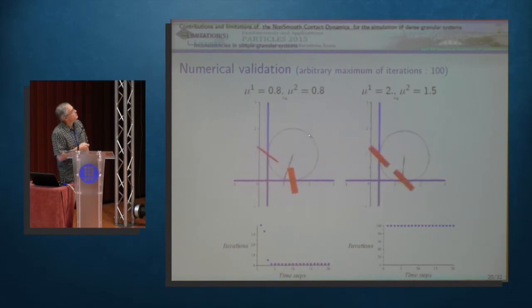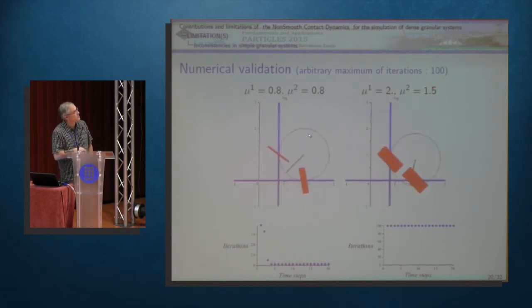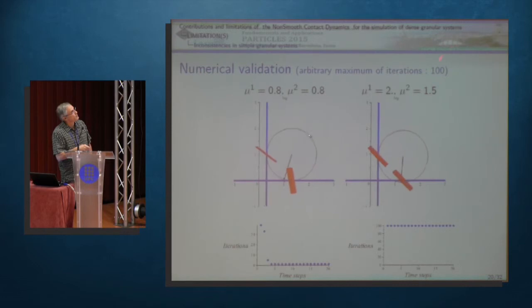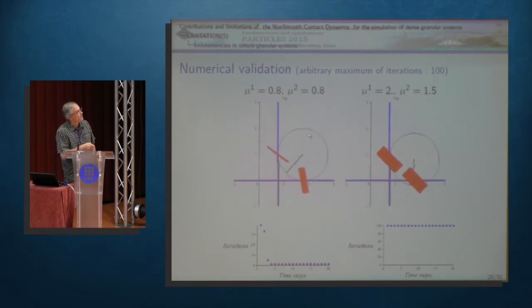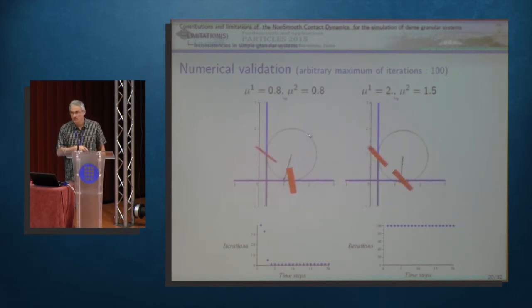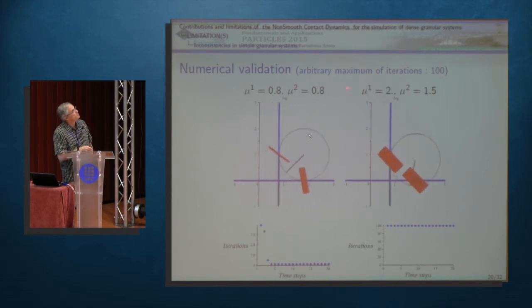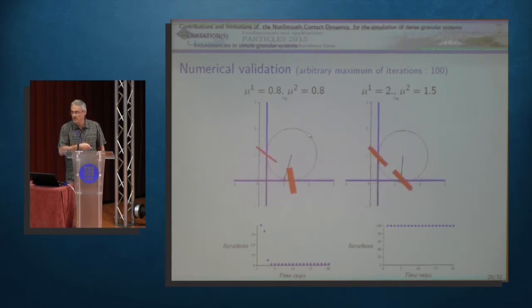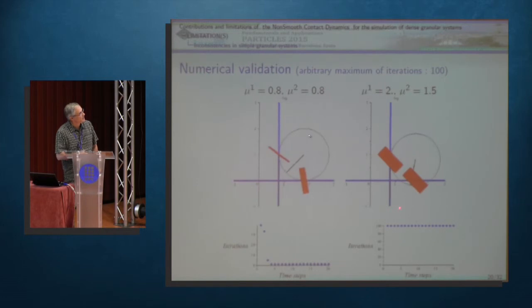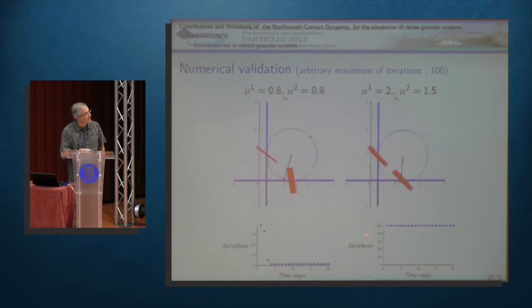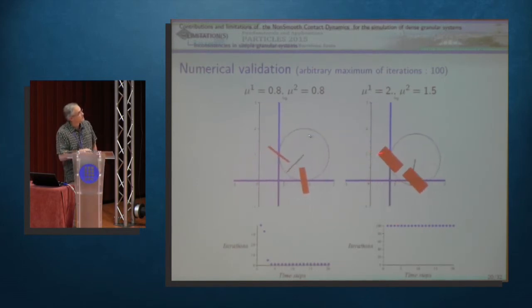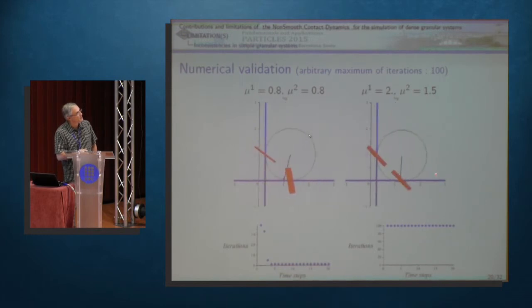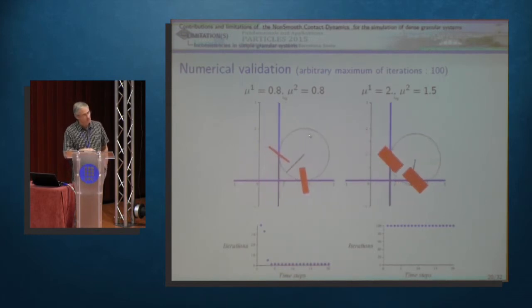With friction less than 1, we have a correct simulation with some iterations per step. But with a friction coefficient greater than 1, we have no convergence. In fact, the maximum number of iterations is arbitrarily fixed to 100 in this case, and this maximum is reached at each iteration. And in this situation, we have an inadmissible intermediate penetration, of course.